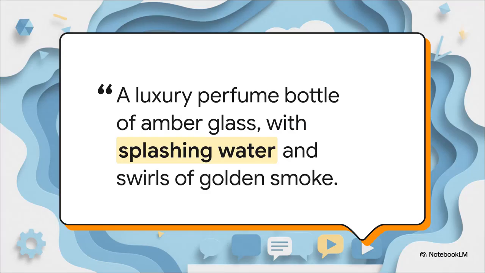Just look at the level of detail here. This isn't asking for a perfume bottle. It's amber glass, it's backlit, it's surrounded by golden smoke. It even specifies macro lens details and an Unreal Engine 5 render style, basically telling the AI to make it look like a high-end video game. Every single word here is a precise instruction that guides the AI to an amazing result.